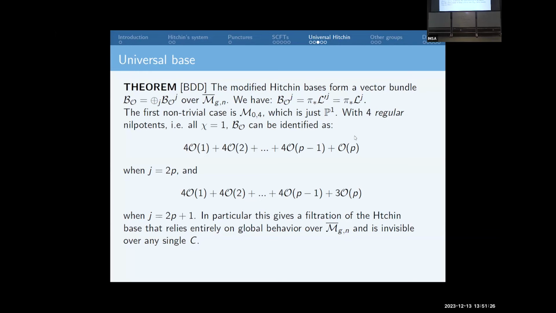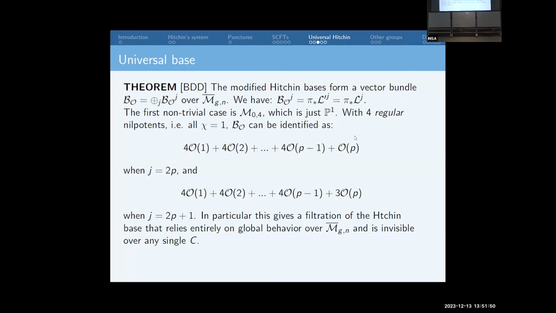Let's do the simplest thing we can, which is put 4 regular nilpotents. In other words, take all those vanishing characters in one with a total of points. So the Hitchin base can then be identified. Well, it's just a vector bundle over P1, and we can write it as a sum of line bundles and work out what it is, depending on whether J is even or odd, with slightly different formulas.